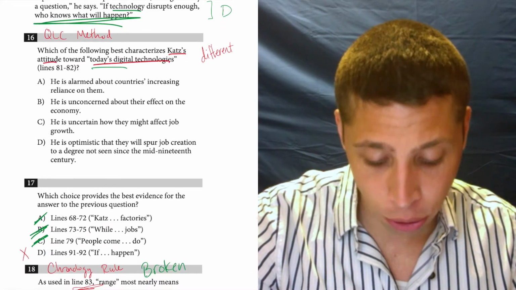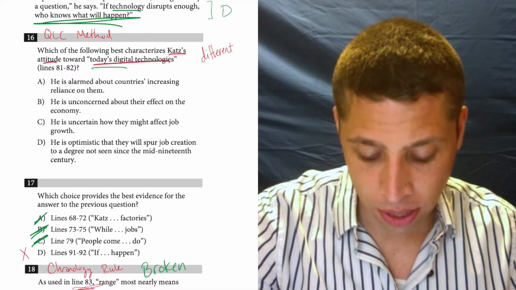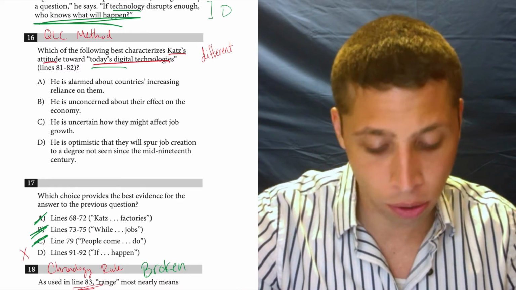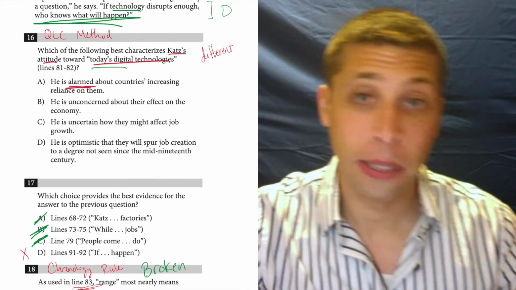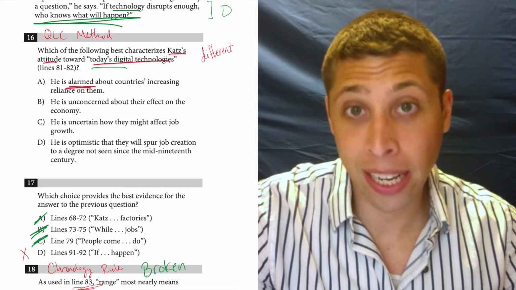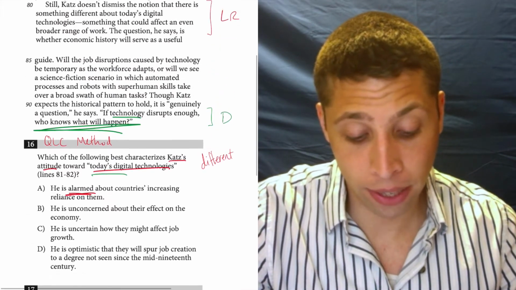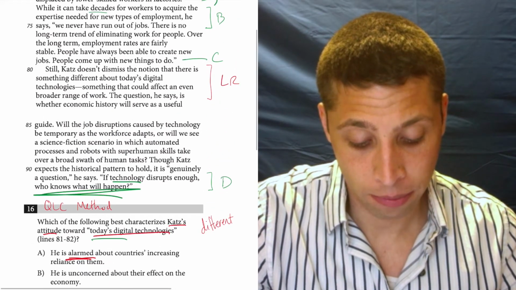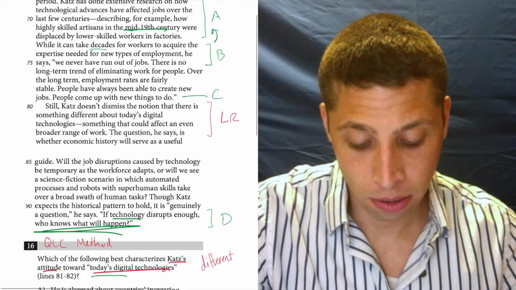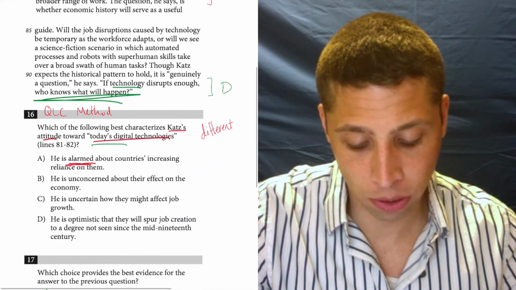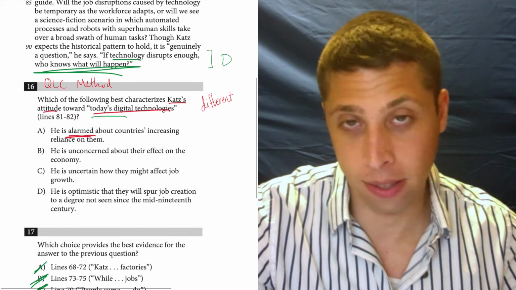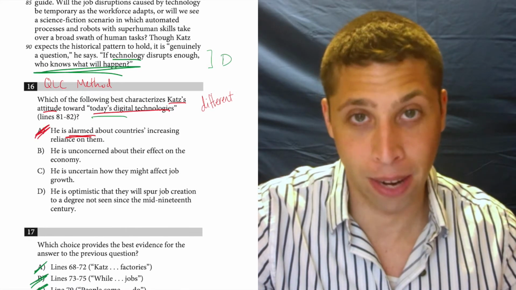So Katz's attitude toward today's digital technologies. He is alarmed about countries' increasing reliance on them. I don't have anything about him being alarmed. Right? That's a very negative word. I didn't have any negative choices here. I was talking about people getting new jobs. We've never run out of jobs. Mid-19th century, we get rid of that choice. Who knows what will happen? Nothing seems alarmed, right? This is just not right.